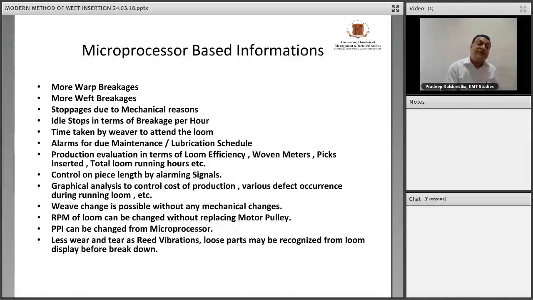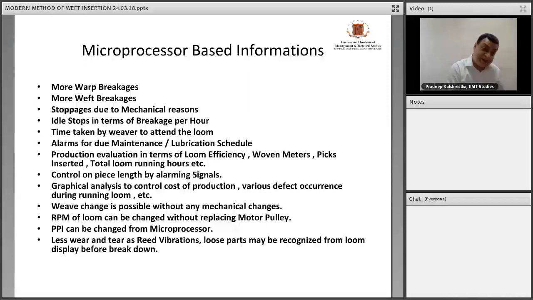Now production evaluation in terms of loom efficiency, woven meters, picks per insertion, total loom running hours, etc. can be fed into the microprocessor, and it can give the calculations for which the formula is already there, and control on piece length. Suppose we want 300 meters of fabric, it reaches 300 meters, the loom will stop. Unless the weaver or we reset the machine, the loom will not start.